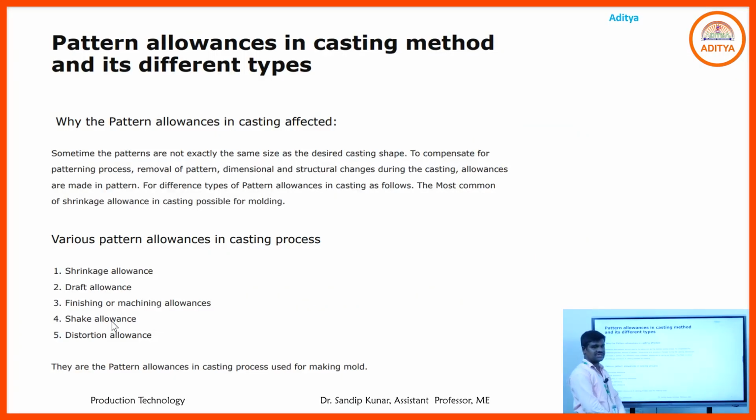Different pattern allowances are provided in the casting process. Why do we give pattern allowances in the casting process? What are the causes for providing them? First, patterns are sometimes not exactly the same size as the desired casting. To compensate for the patterning process, removal of the pattern, and dimensional and structural changes during casting, we provide the pattern allowances.